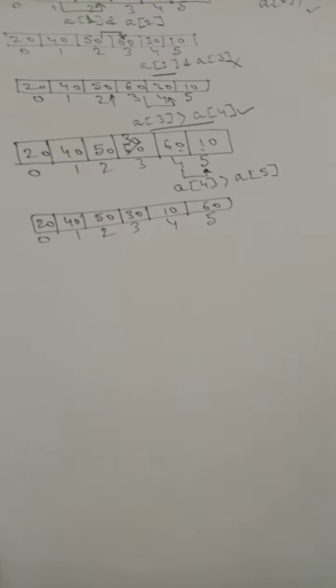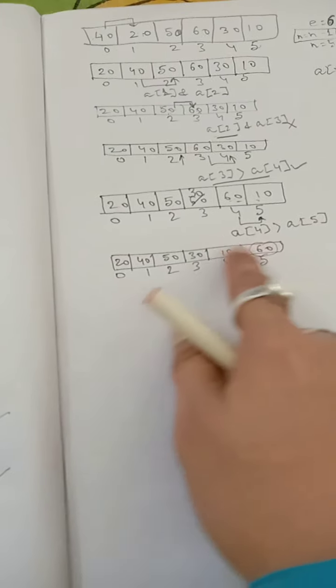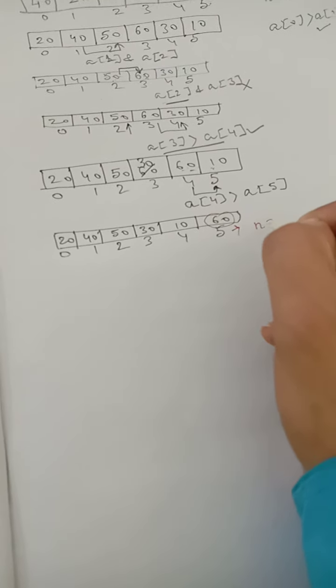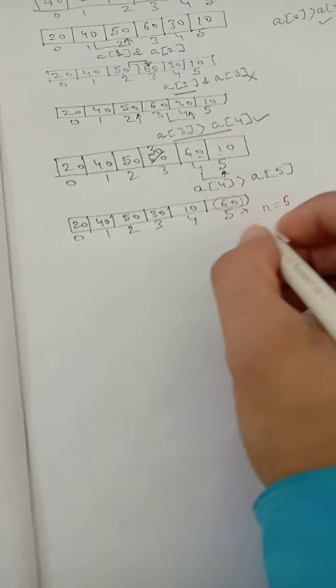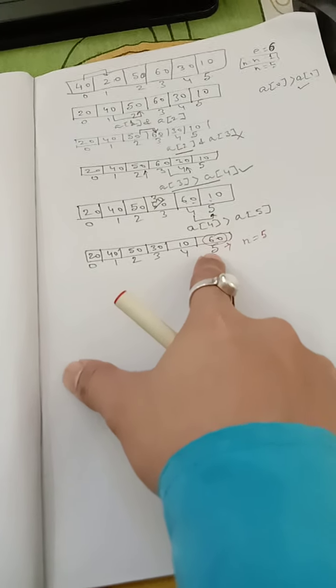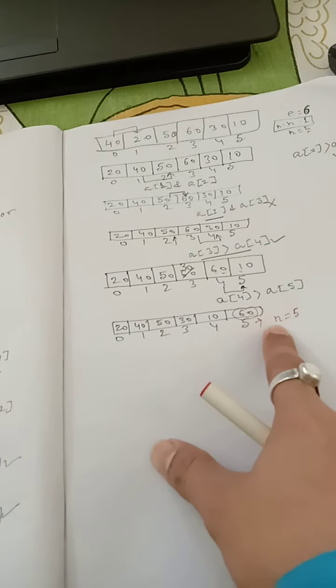That means 20, 40, 50, 30, 10 and 60. Now you see the highest element, that is 60, among all the elements in this array is actually placed in the highest position, that is n equals to 5. In the highest position, right? Since my element count is 6, so my highest position is n minus 1, that is n equals to 5.